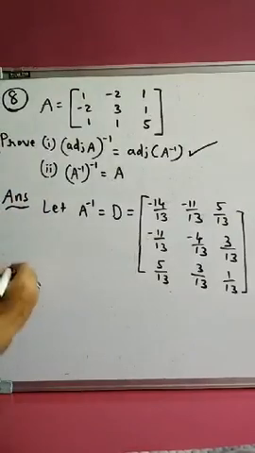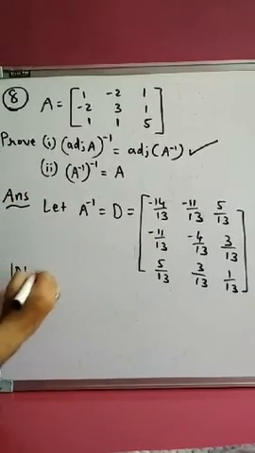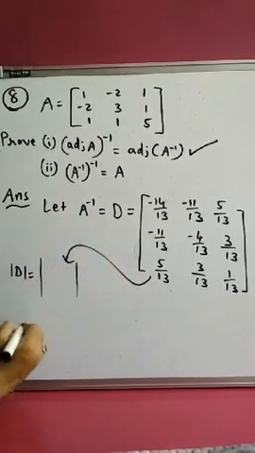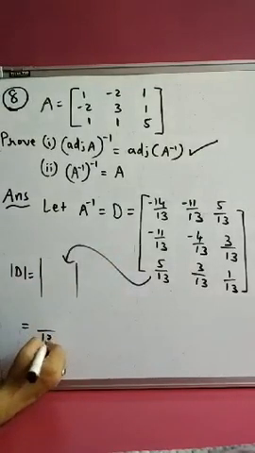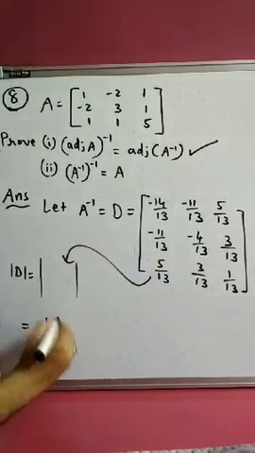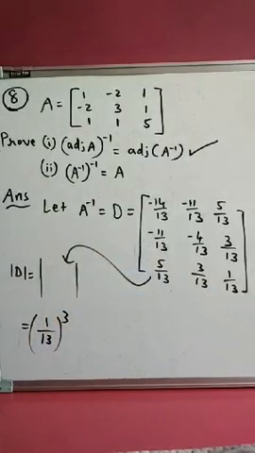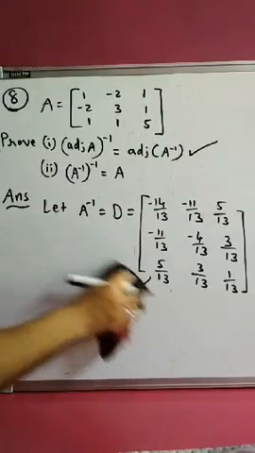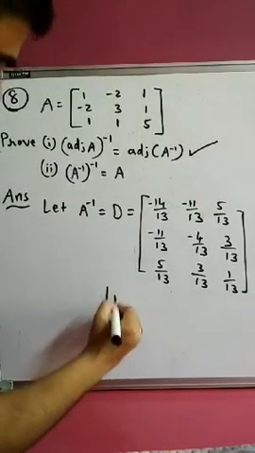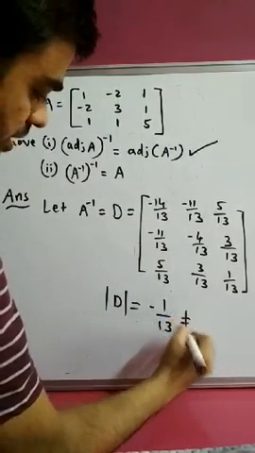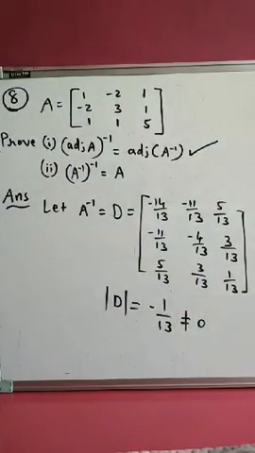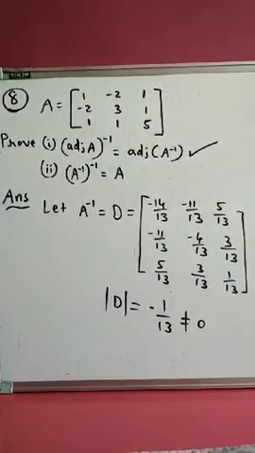Determinant D, if you want to find its determinant, all the elements are over here. Now what we are doing? From the first row we take 13 outside. From the second row also 13. So square, and 13 cube. 1 by 13 cube will be outside, and inside will be as it is. If you find its value, determinant D you are going to get is minus 1 by 13, which is not equal to 0. Now you find the adjoint and you will get the answer. I hope this is clear to everyone.